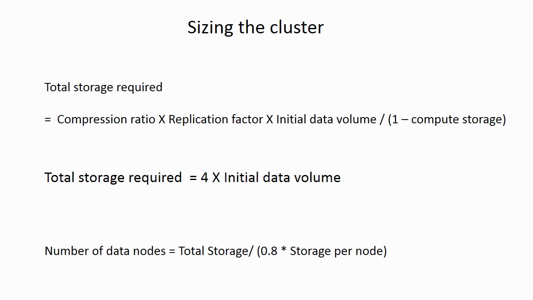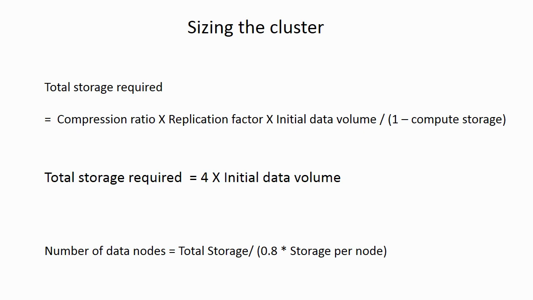And so if you have a compression ratio of 1 and a replication factor of 3, the total storage required is 4 times the initial data volume at least. Okay, so that gives you an idea of how big the cluster should be if you want to store, let's say, 1 petabyte of data initially. So you need 4 petabytes of storage.